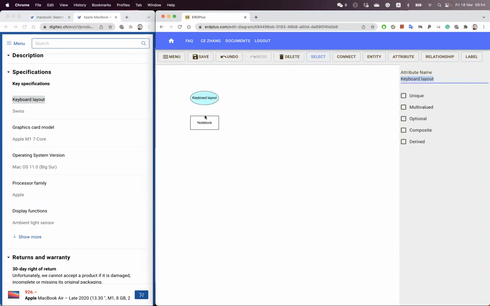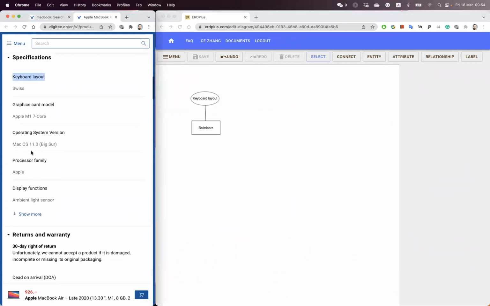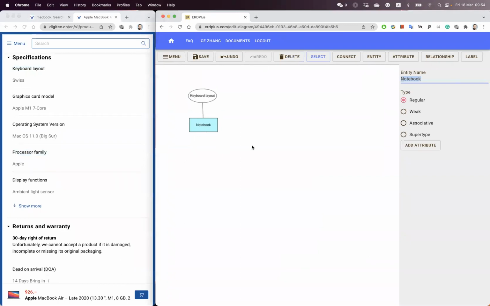And then you can connect these two things. You can draw this and say, from this diagram, I have a whole bunch of entities corresponding to notebooks, and each notebook has the attribute keyboard layout. You can also have, for example, the processor family. In this case, you can do different things: you can model this as an attribute, or you can also model this as an entity.